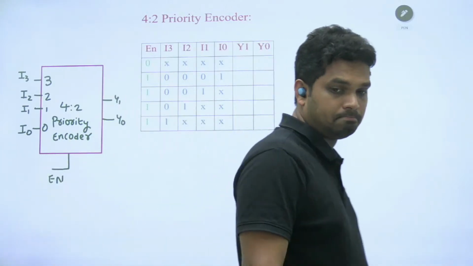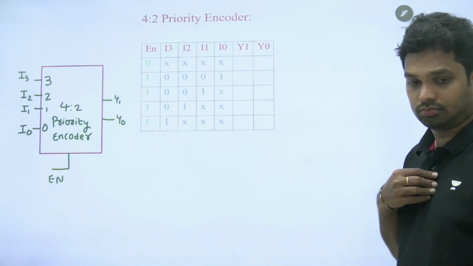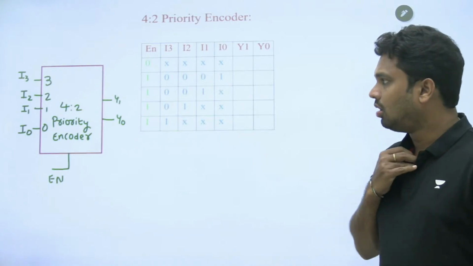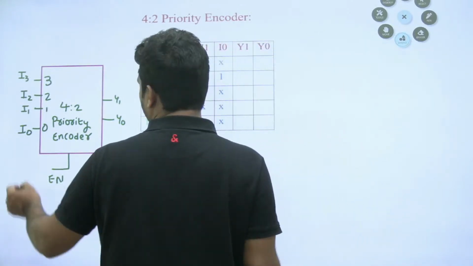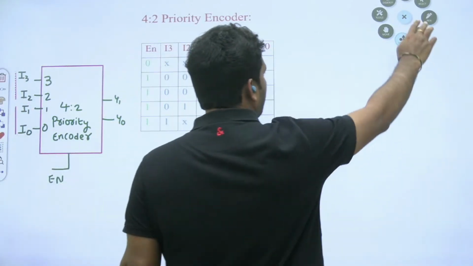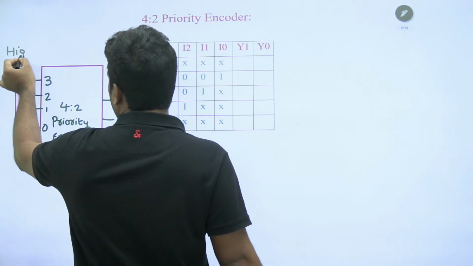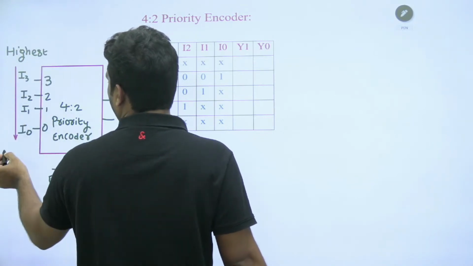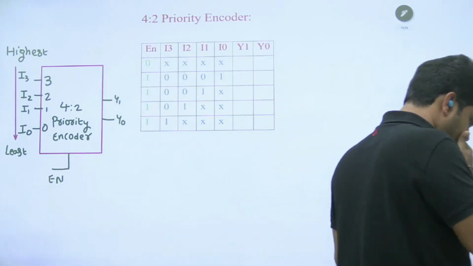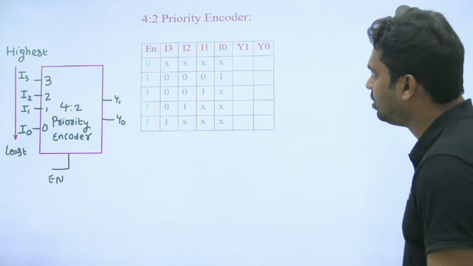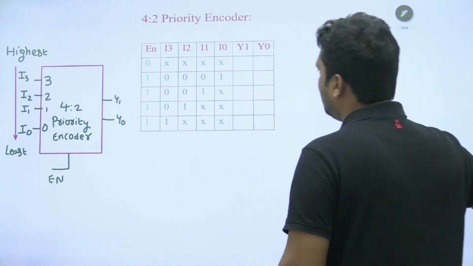Okay. Now see here. Listen, here also the same rule. This one is the highest priority and the least priority. Okay. When enable is 0, remaining can be anything. What do you get?